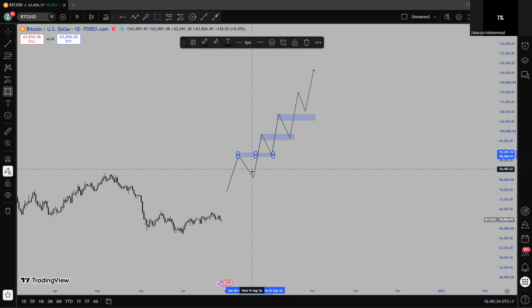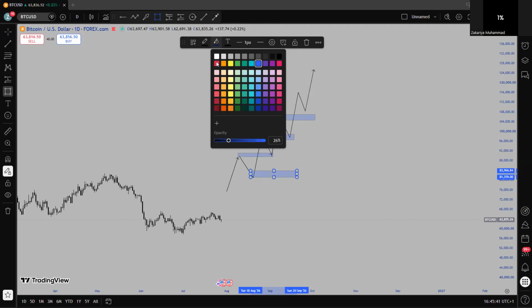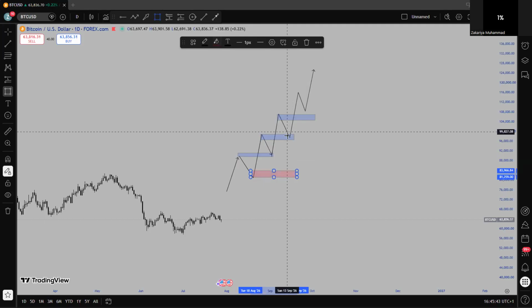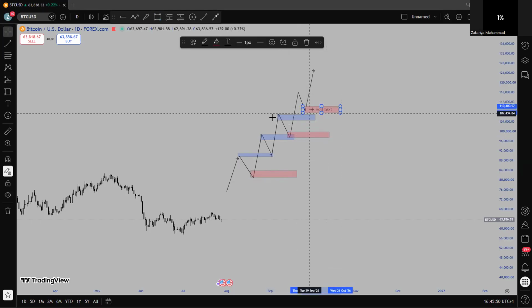So there are zones that the market has not used. This order block, the market has not used it entirely. Previously, the market has not used it. And this order block, the market has not used it. And this new order block, the market has not used it, which is also an inducement to this one.